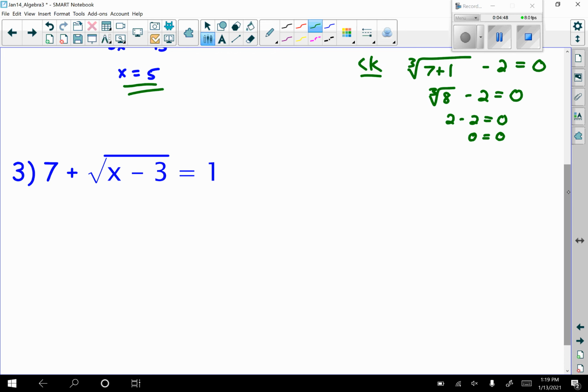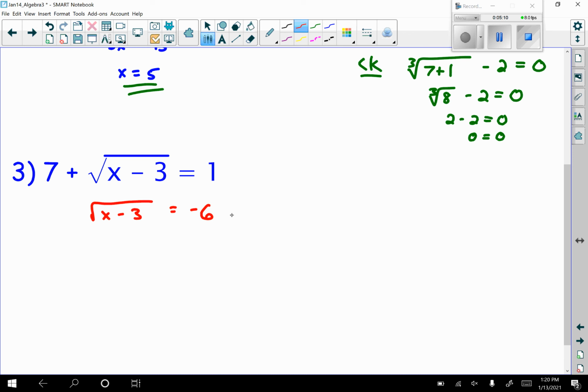All right, let's take a look at number 3. Just like our last problem, we want to isolate our radical. Notice we have a square root here. So I want to start by subtracting 7. So we're going to have the square root of x minus 3 is going to equal a negative 6.